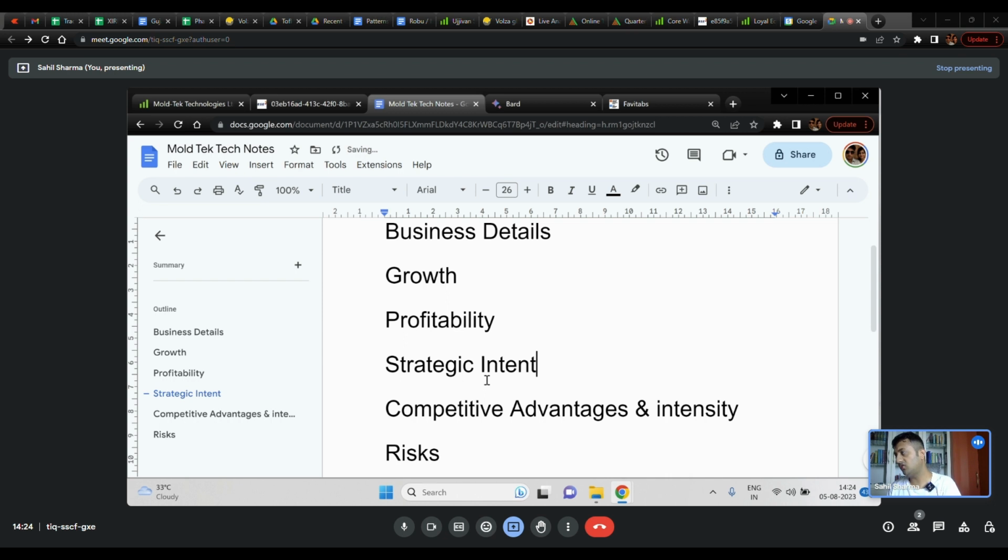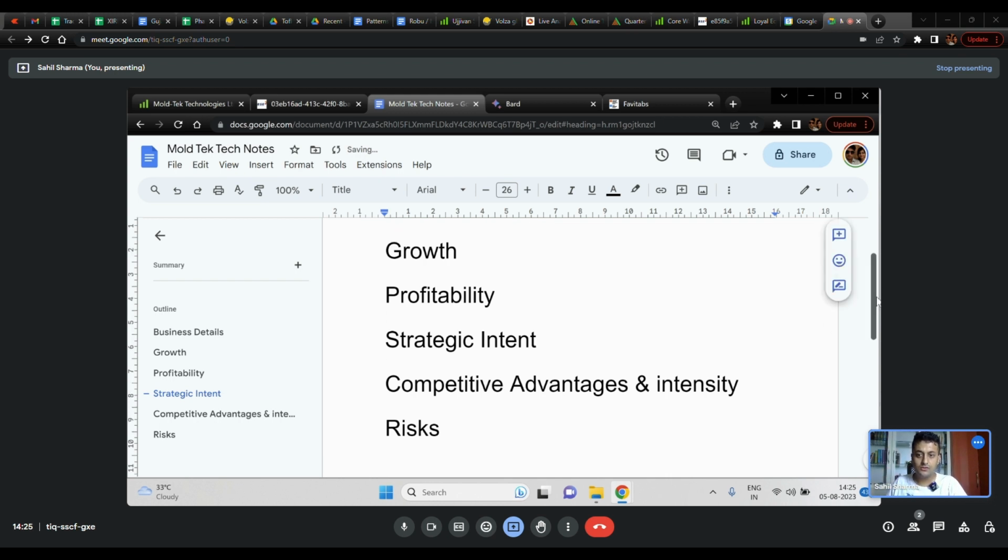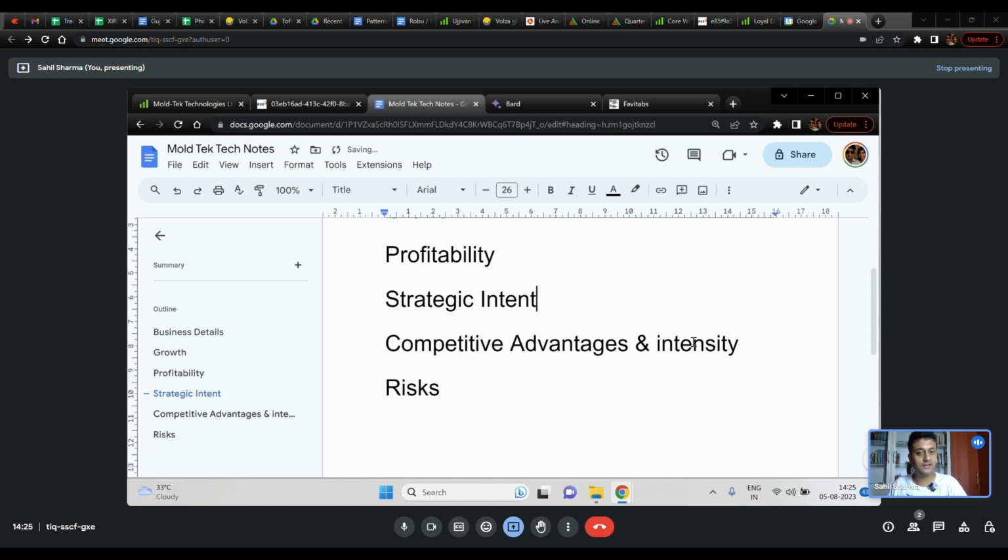How are they trying to ensure that the company will be around after 5, 10, 20 years, that kind of thing. And generally, what is the strategy of the management, right? Like everyone has to think of a strategy in order to gain market share, grow, become larger. So then there's competitive advantages and intensity.